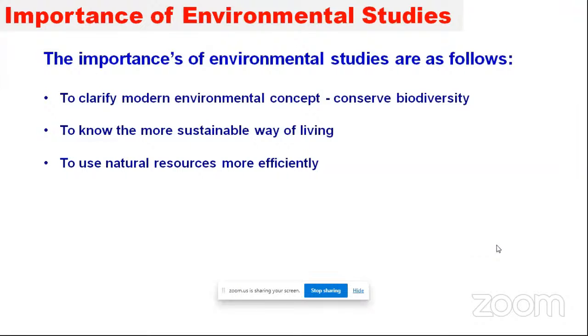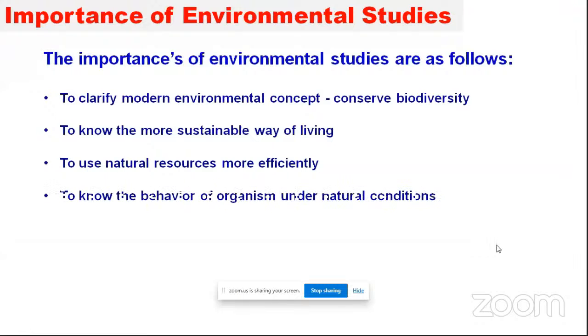And environmental science and studies always address this: what are the imminent dangers if we exploit the natural resources unabatedly? To know the behavior of organisms under natural conditions is another pointed importance of environmental studies. What are those links and interlinks? How the organism is dependent, interdependent, multi-dependent, and also totally reliant on the environment.